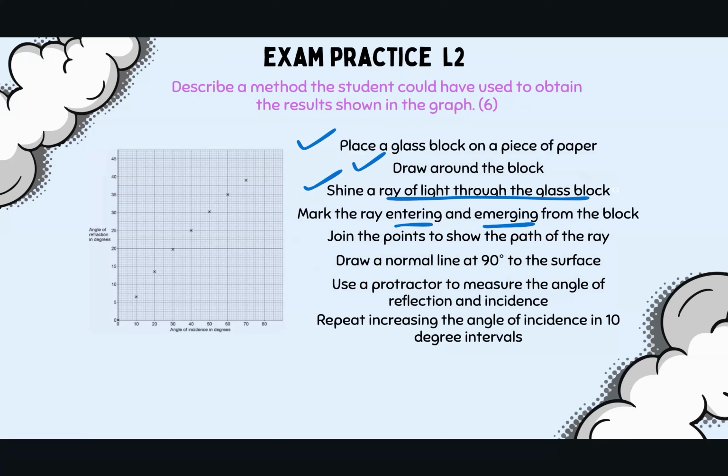You should also mark the point where the light originates from. Join the points to show the path of the ray. Draw a normal line at 90 degrees to the surface. Use a protractor to measure the angle of refraction and incidence. And repeat, increase the angle of incidence in 10-degree intervals. So exactly what we went through. So this is a really good method to memorize for reflection or refraction.